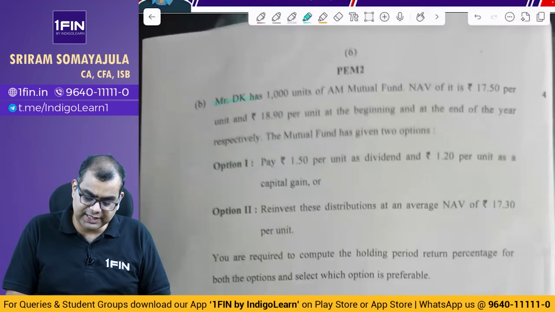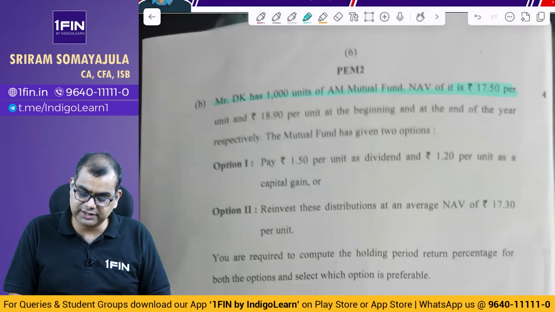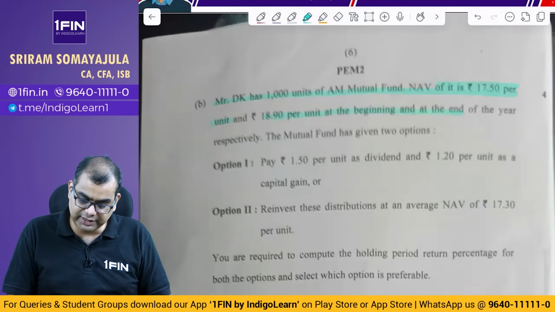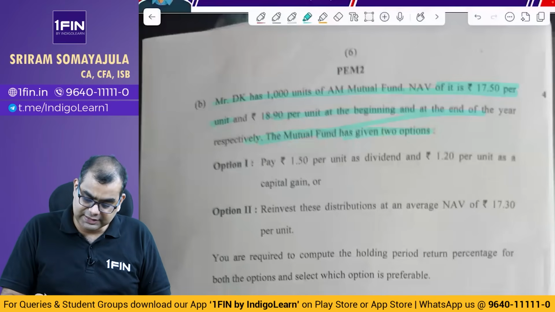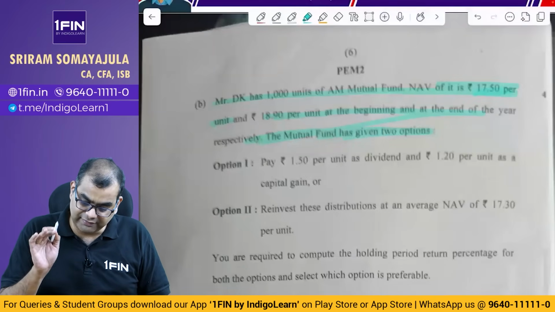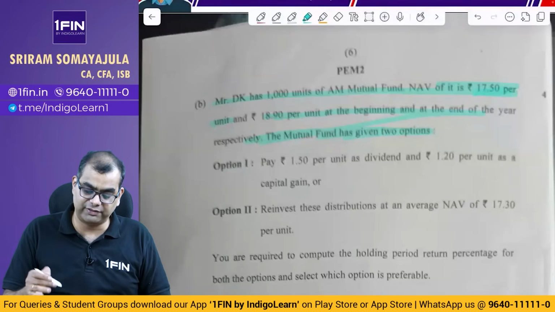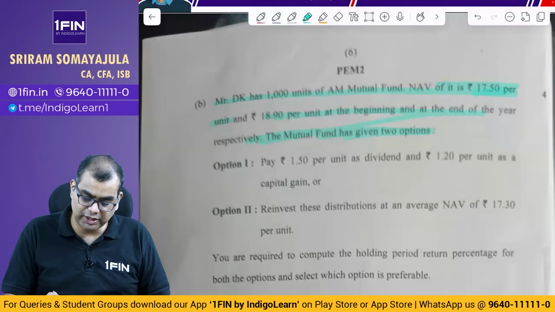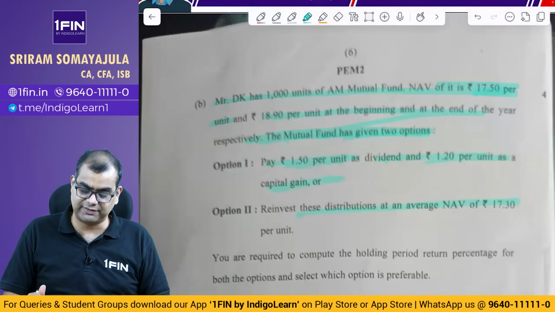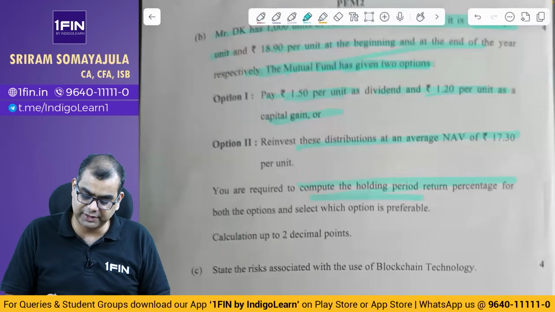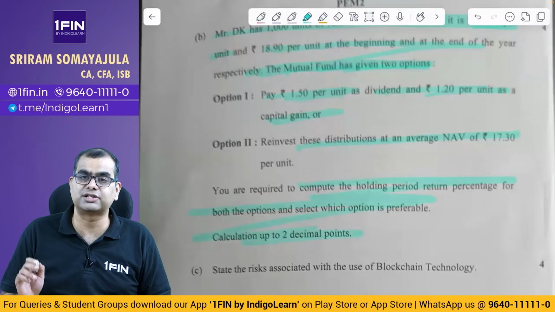Then, Mr. DK has 1,000 units of mutual fund with NAV of 17.5 per unit at the beginning and 18.9 at the end of the year. Please note, 17.5 is the beginning NAV, ending is 18.9. The mutual fund has given two options: pay 1.5 per unit as dividend and 1.2 as capital gain, or reinvest this distribution at an average NAV of 17.3. You are required to compute the holding period return percentage for both the options. Calculation up to 2 decimals.